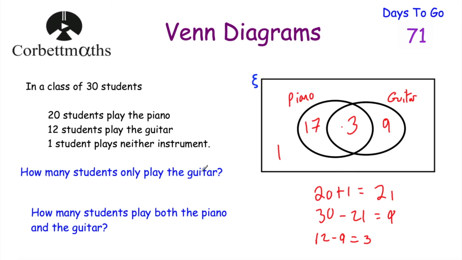Fantastic. So how many people only play the guitar? That's going to be 9. And how many people play both the guitar and the piano? That's going to be 3. And that's it. So we've had a look at a couple of wordy questions, and I highly recommend the practice questions today, because in the practice questions there's some more of these for you to practice.